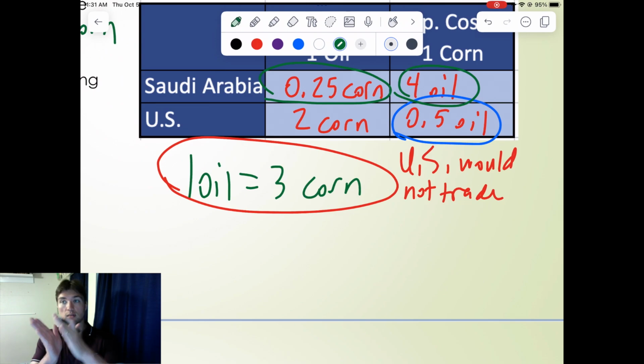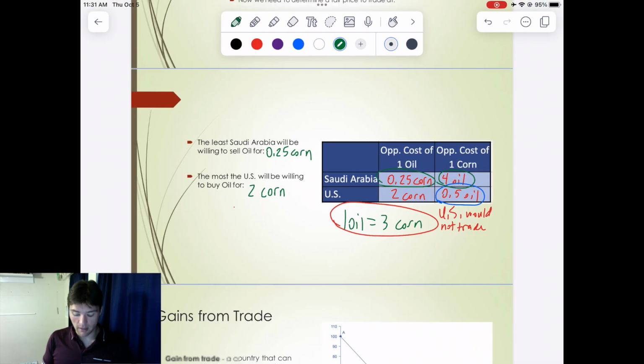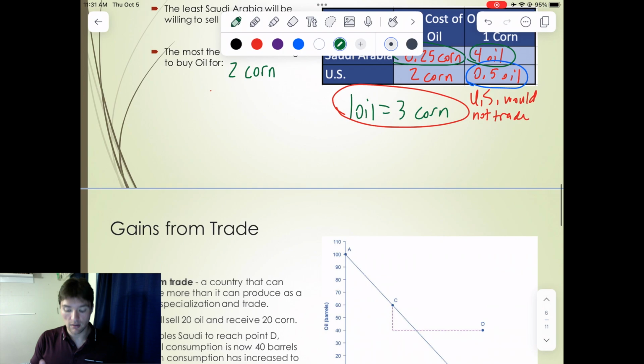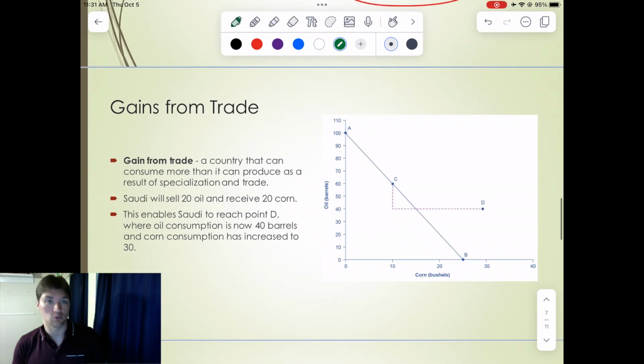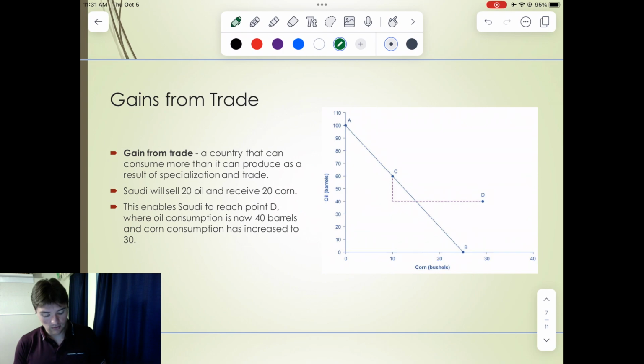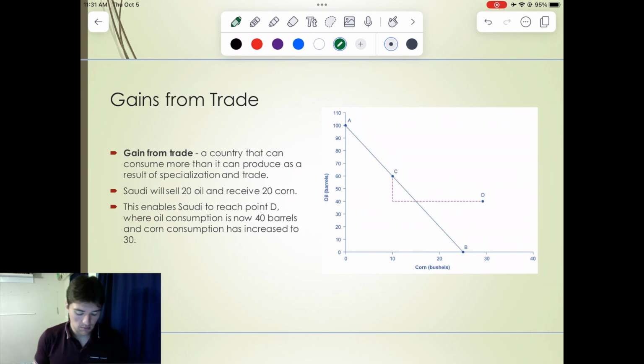Okay? So if the price gets out of hand, okay, if it's not in between here, then we will have a situation where we would not be trading. And if we're not trading, then we're not going to have these gains from trade. Now, the gains from trade is where a country or a person can consume more than it can produce as a result of specialization in trade.